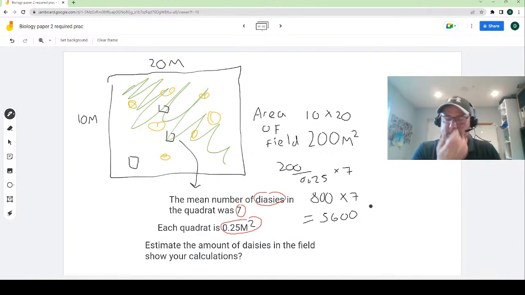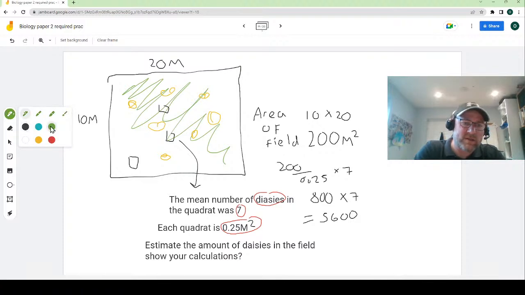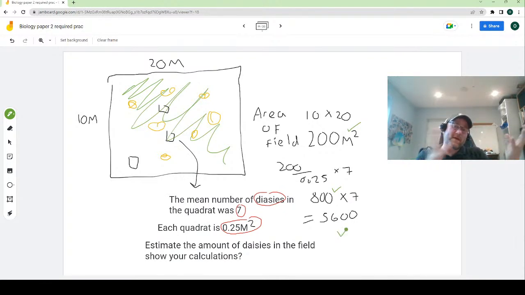You might drop marks, but then you might be like, hey, I can just calculate the area of the field. 10 times 20 is 200. You're going to score a mark for that. So you're going to get quite a few marks for this. This would be a 3-mark question. You get a mark for working out the area of the field, a mark for working out the number of quadrats that could fit in the field, and then a mark for your final answer.